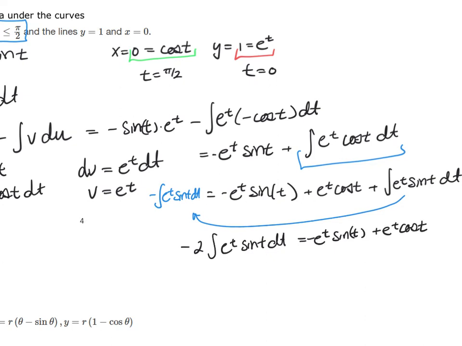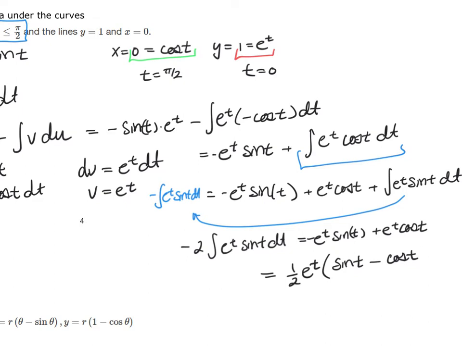Now if I divide everything by negative 2, then I get my final answer. When I divide by negative 2, I'm going to get 1/2 e to the t. I'm just going to factor out a negative e to the t so that when I divide by 2, I don't have to worry about anything else. And then I get the sine of t, and then, let me see, when I factor that out, that's going to be a minus the cosine of t.